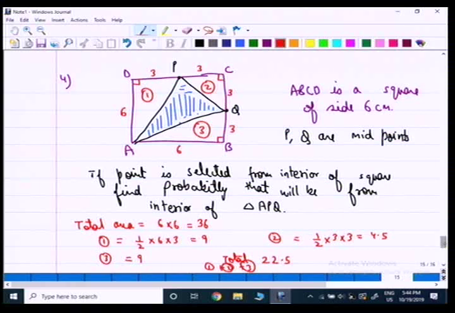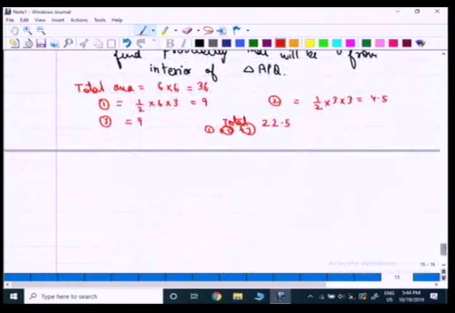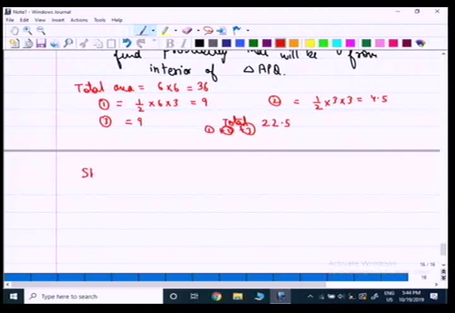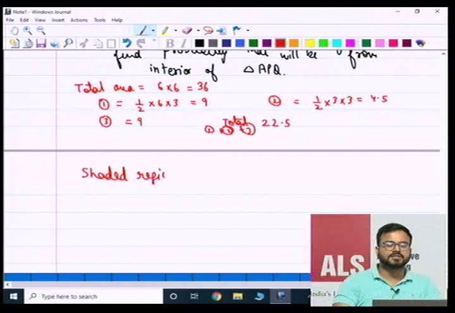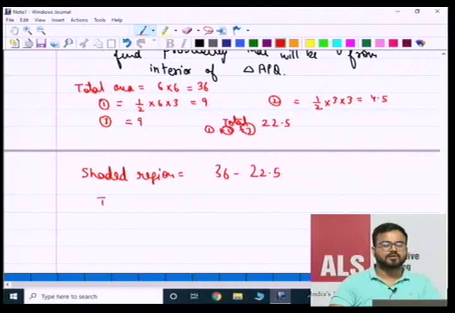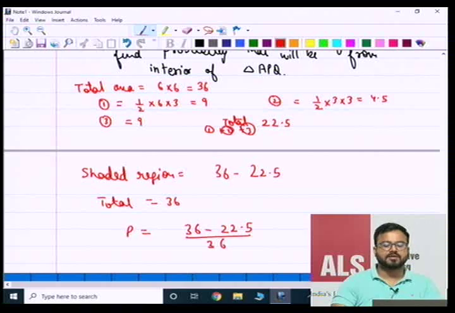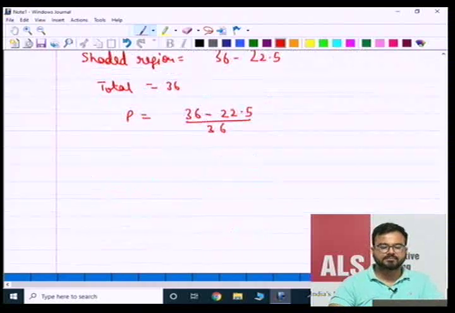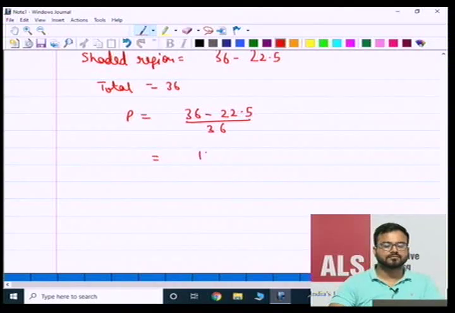Now we just have to find the area for this blue one. So what we can do is, from the total we can subtract it. Therefore the shaded region is 36 minus 22.5, and the total we know is 36. So the probability will be 36 minus 22.5 divided by 36. Now 36 minus 22.5, we can simplify this, so it is 13.5 divided by 36.